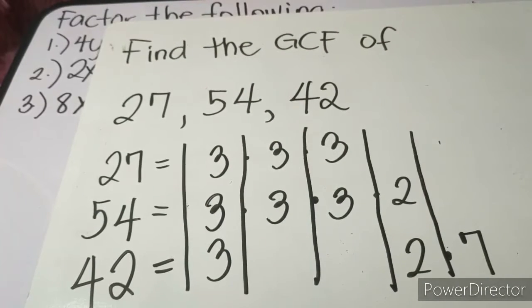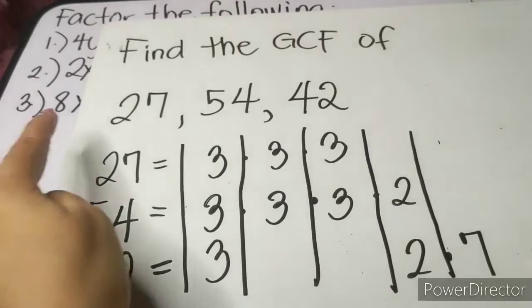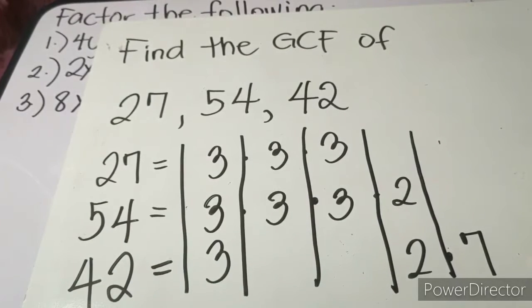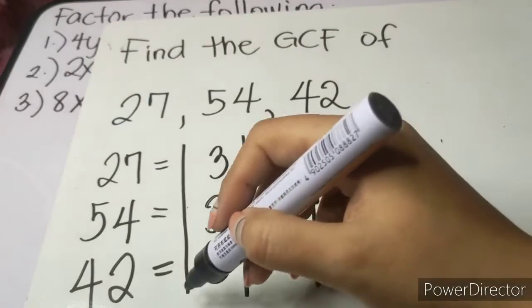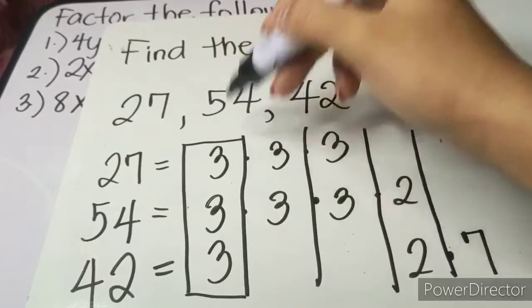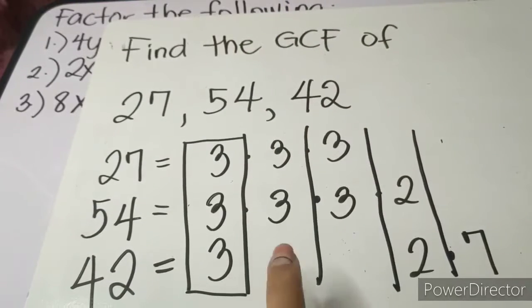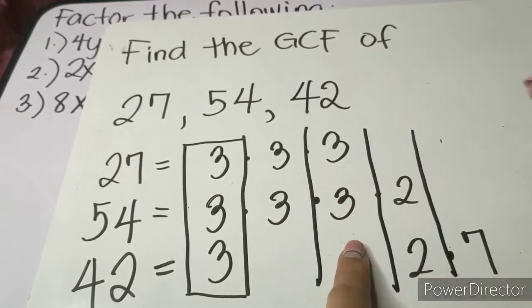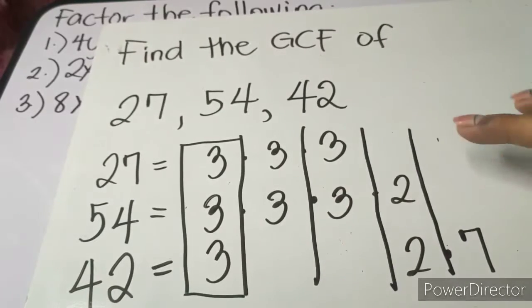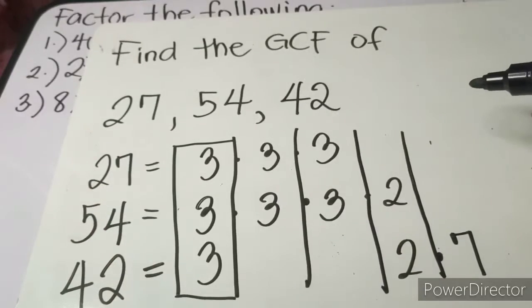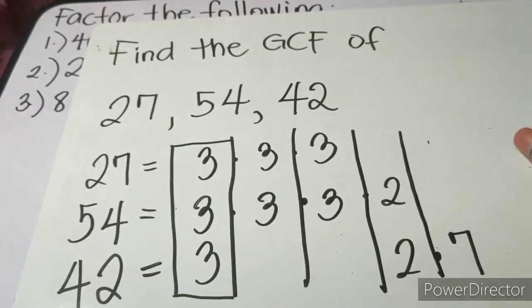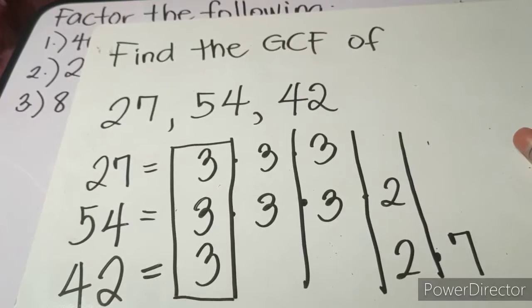And then, i-check ko dyan kung, di ba dahil tatlo yung hinanapan ko ng GCF, dapat lahat sila meron. Anong factor? So, this is 3. Ito kulang na, ito wala si 42, ito wala si 27, ito wala si 54. So, we could say that the GCF of 27, 54, and 42 is 3.